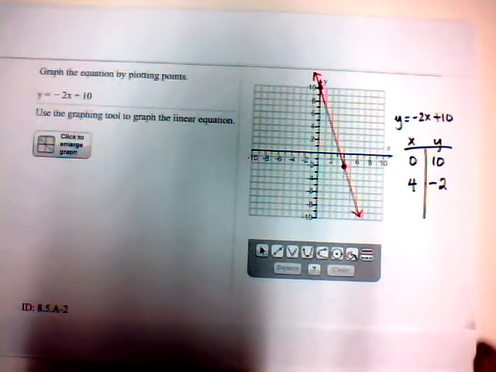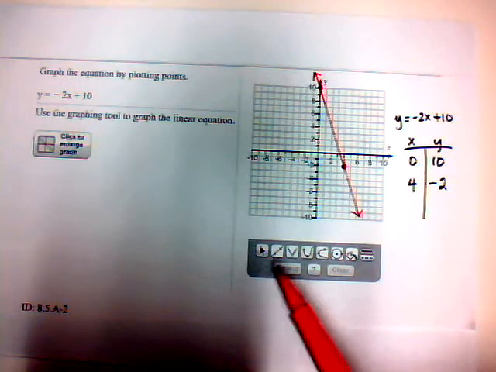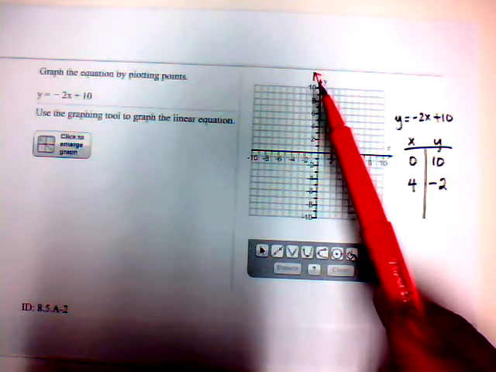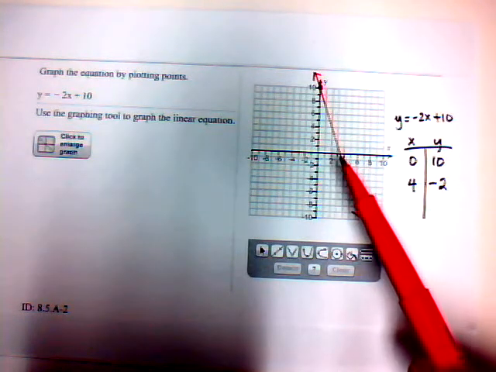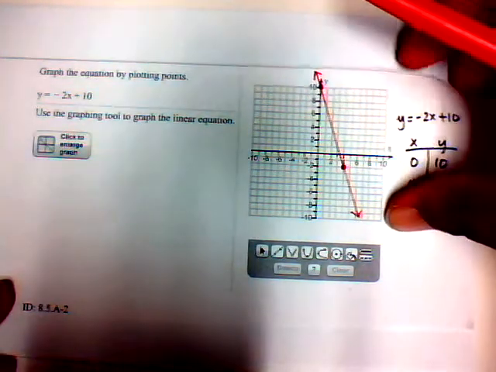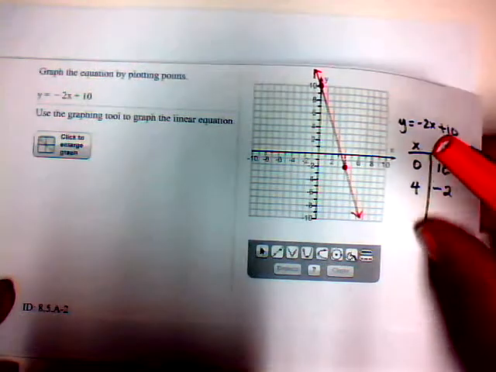Now, of course, on the MyLabs Plus system, you'll have to select the tool down here at the bottom, where you have to find the line tool, and then it's going to be a solid line. You have to maneuver up to 10 on the y-axis, and then maneuver to the right 4 and down 2 to come up with the other point, and then get that line.